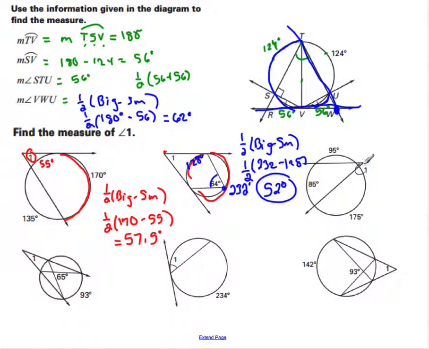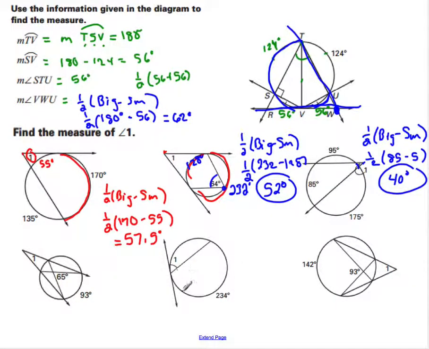This next one, the measure of angle 1, again, it's on the outside. So I'll say 1/2 the big minus the small. Again, my big is given to me, that's 85 degrees. The small I have to track down, so if I add 95, 85, and 175, that's 355, so it only leaves 5 degrees left for this really small arc right here. So that'd be 1/2 of 80, which is 40 degrees for the measure of angle 1.